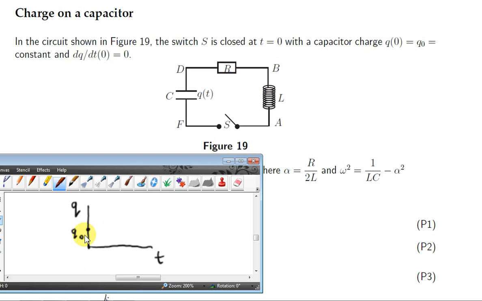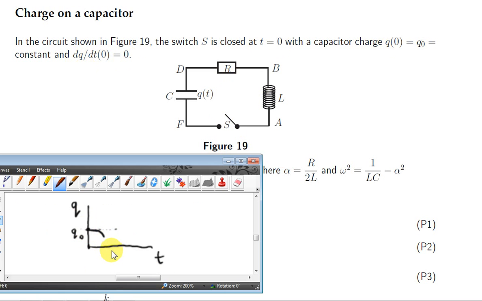So I'm just showing what the graph of Q against t will look like, at least for early times. dq dt is 0 at time 0. So that means the slope of the graph at the point Q0 is 0. So the tangent to the graph will be a horizontal line. So the graph will start off like this.